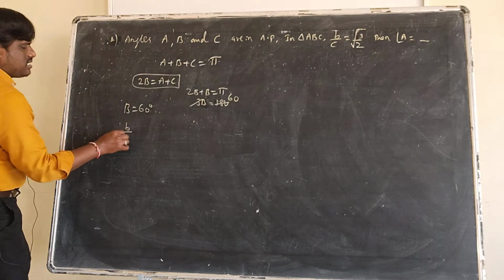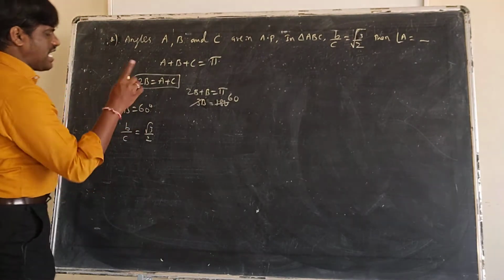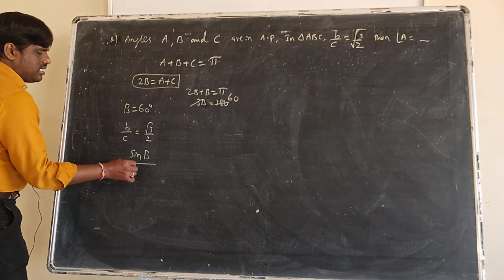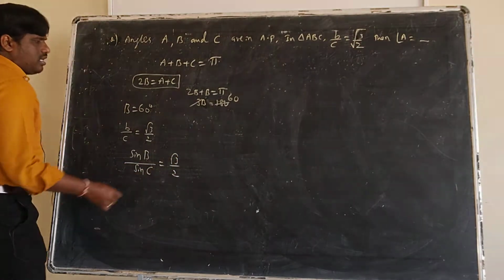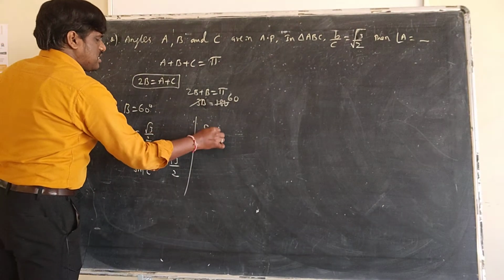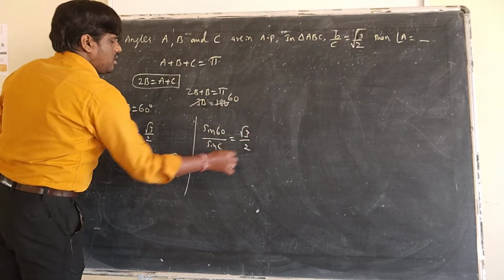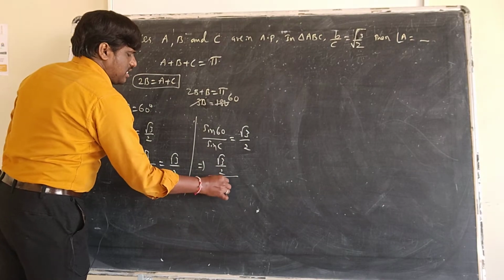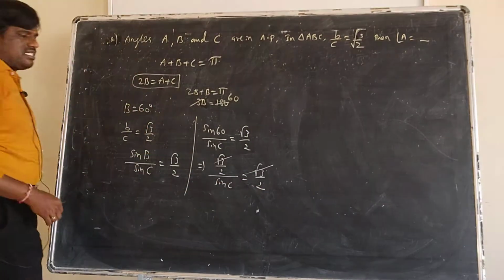They have given b by c is equal to root 3 by 2 and are asking to find the value of angle A. So b can be replaced by sin B, c by sin C, so sin B by sin C is equal to root 3 by 2. Now I got angle B is 60 degrees, so I can apply sin 60 by sin C is equal to root 3 by 2. Sin 60 degrees value is root 3 by 2, upon sin C is equal to root 3 by 2. So root 3 will cancel out.